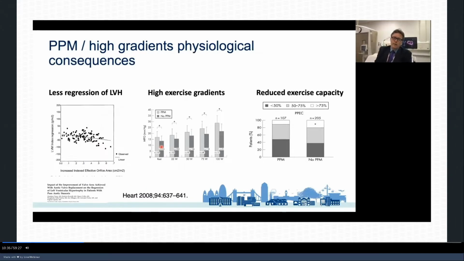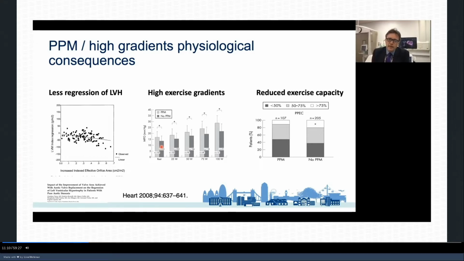What about the physiological consequences? Now, although the correlation is not that strong, there's a really good signal in the literature that you get less beneficial remodeling and less regression of hypertrophy if you're in a situation of patient prosthesis mismatch. And in this data, the amount your orifice area increases does relate to the change in your left ventricular mass. When we exercise these patients in the echo lab, you can see the gradients quite often fly up with exertion, and that's a really good marker, particularly when you're in an intermediate zone.